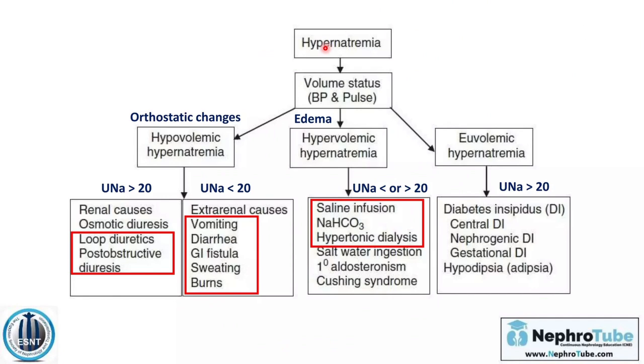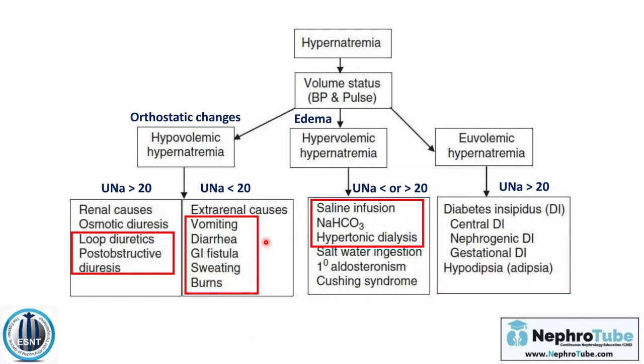Whenever the patient is having hypernatremia, we need to assess the volume status of the patient. Is the patient euvolemic, hypovolemic or hypervolemic? Depending upon the volume status, his BP, his pulse, etc. will vary. Suppose a patient is hypovolemic and there is hypernatremia, I have told you there is increased water loss, and because of this the sodium has increased. This can be because of kidney causes and extra-renal causes. If it is due to extra-renal causes like vomiting, diarrhea, increased sweating, burns, then the kidney will be functioning normally.